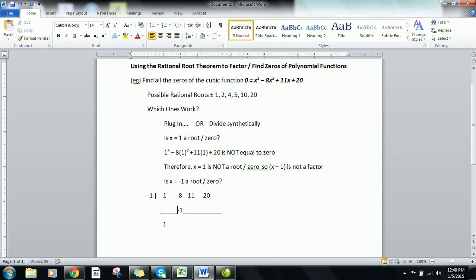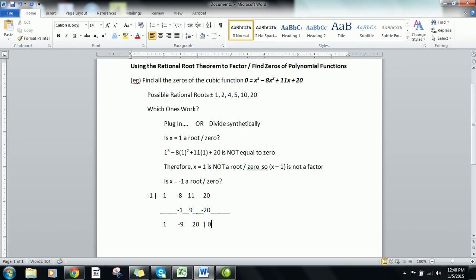Then I add. -8, -1 gives me -9. Then I multiply. -1 times -9 gives me +9. I add. 11 and 9 gives me 20. Yahoo! Because -1 times 20 is -20, which is perfect. And it's perfect because 20 plus -20 is 0. And that's this number in the box here.